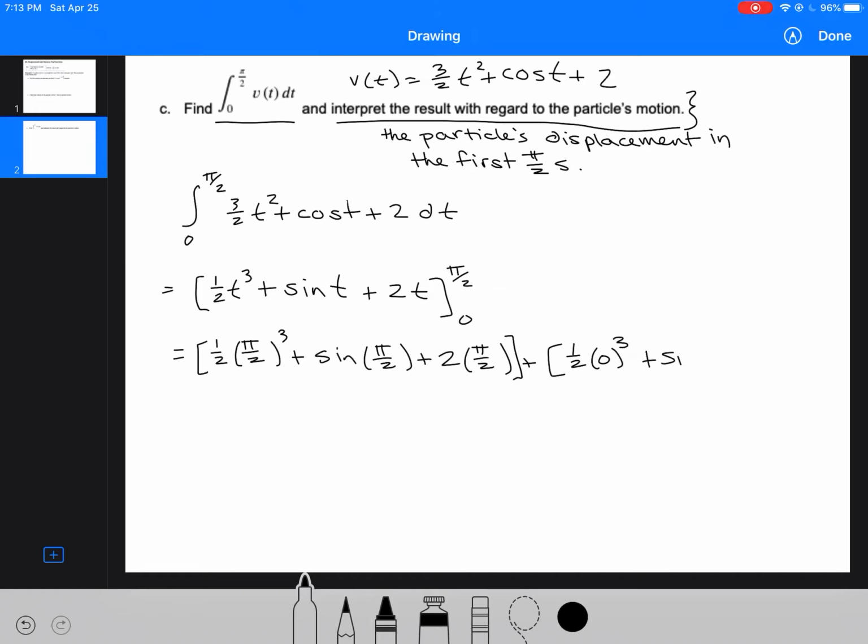Again, with trig functions, I'm writing it down so that you can see it, but it's important to make sure that when you're substituting in a 0, it actually does give you 0. In this case, things are good. That whole lower bound, when evaluated, does give us 0, so we're just left with calculating our first bound. So we've got pi cubed over 16 plus 1 plus pi. And this would be our displacement in the first pi over 2 seconds.